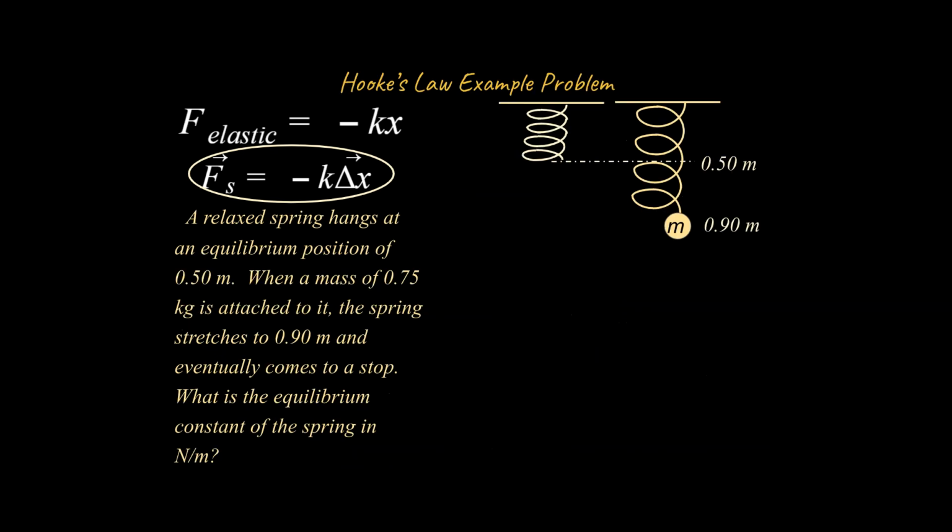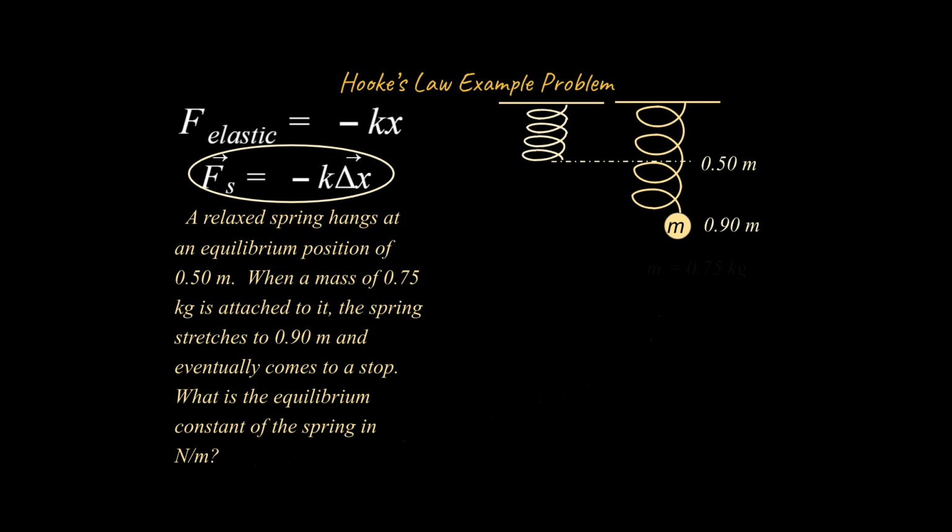So let's take a look at this problem. Now we're going to do a vertical problem here. We have a relaxed spring that's at equilibrium right here, and then we attach a mass of 0.75 kilograms. The spring gets stretched down, it vibrates back and forth for a while, but because it's in the real world, it does lose some energy and eventually comes to a stop. And that's what we want to take a look at. What is the spring constant of the spring in newtons per meter?